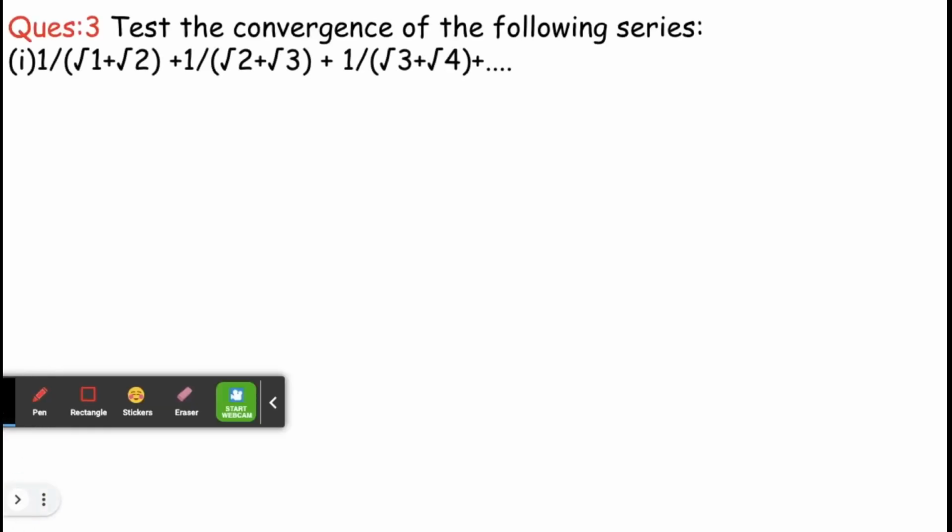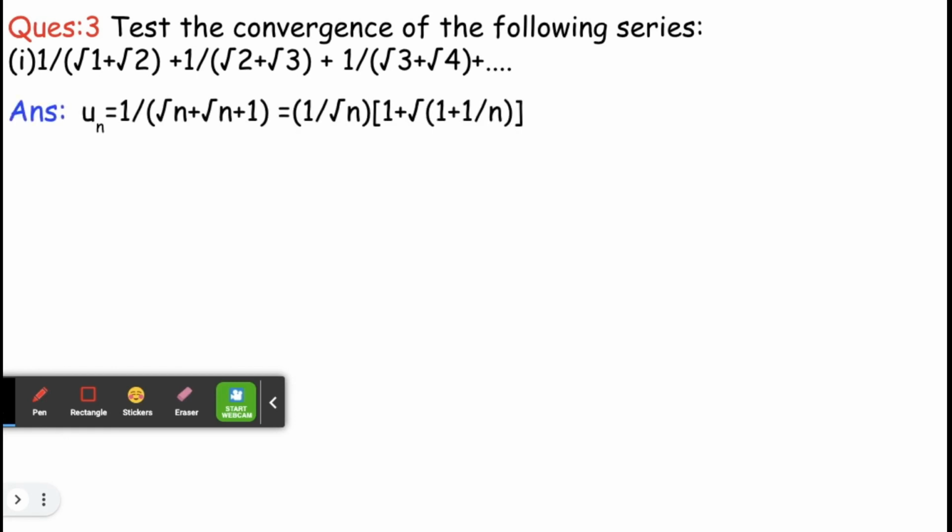So now let's look at the third question. Test the convergence of the following series. So un is 1 upon under root n plus 1 upon under root n plus 1, and so on. Now if we take under root n common from the denominator, we will be left with 1 upon under root n into 1 upon 1 plus this.